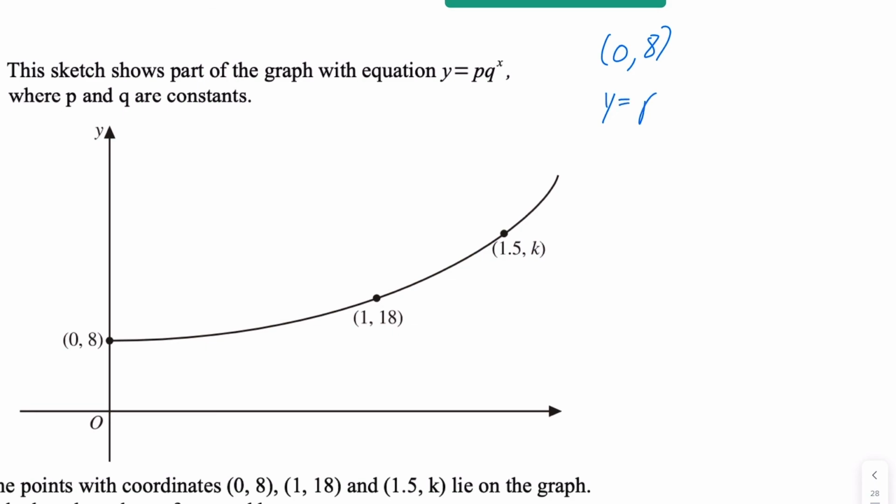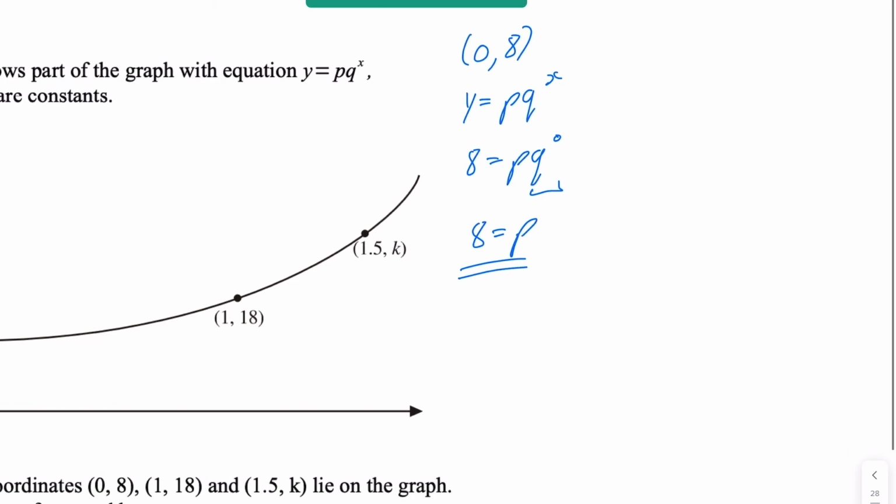Let's use our equation. We have y = p q^x. Let's substitute the values in. 8 is equal to p, q^x where x is 0, so this becomes 1. So we know now 8 is p. Okay, so we figured that bit out. Let's move on to the next coordinate.